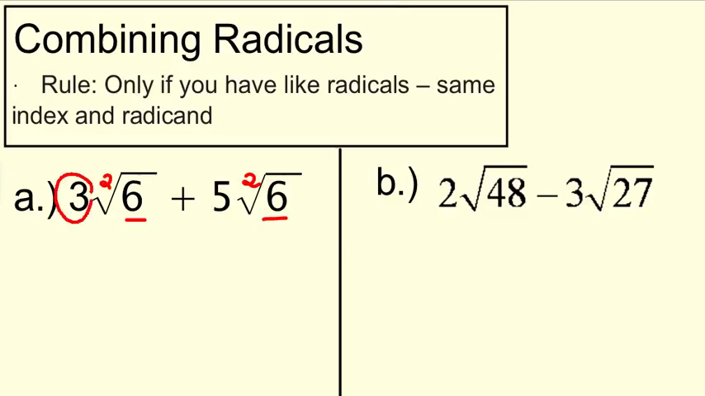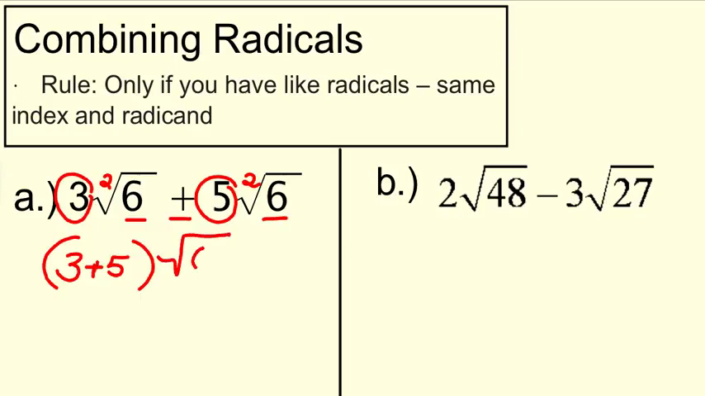So it's going to be 3 plus 5, and I'm just going to put a parentheses here so I'm showing a little bit more work. And then my radical is square root of 6. So now 3 plus 5 is 8 square roots of 6. Think of that 3 and that 5 as your coefficients in front of a variable.